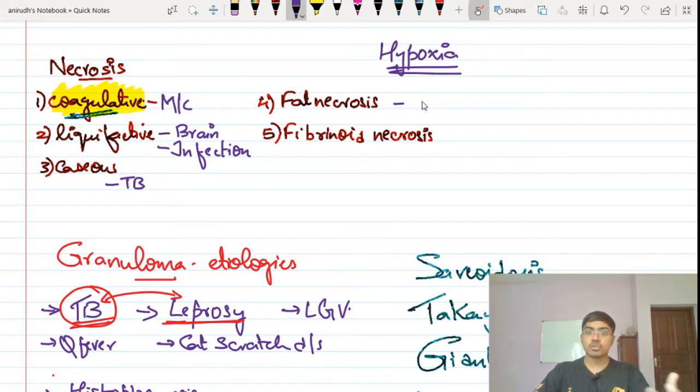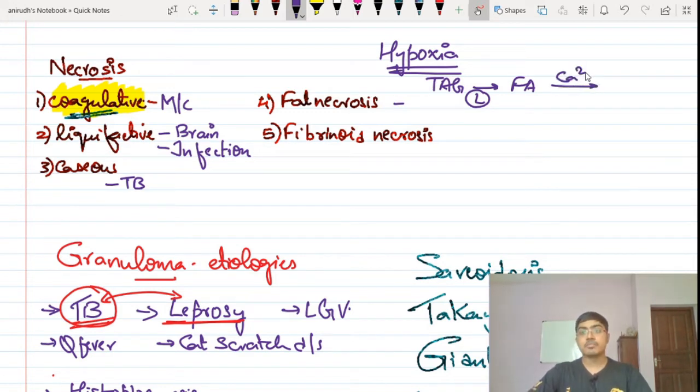Fat necrosis is seen in those organs where there is a high amount of fat, pancreas and breast tissue being certain examples. So in the pancreas, you can see that there is pancreatitis, isn't it? In pancreatitis, what happens is that the lipase enzyme of the pancreas is activated. So your triacylglycerol is broken down to fatty acids by the activated lipase enzyme, and this fatty acid will combine with calcium to form soap. Calcium salt of fatty acid, isn't it? So that will lead to the formation of soap, and this reaction is called saponification. So saponification is a feature of fat necrosis.